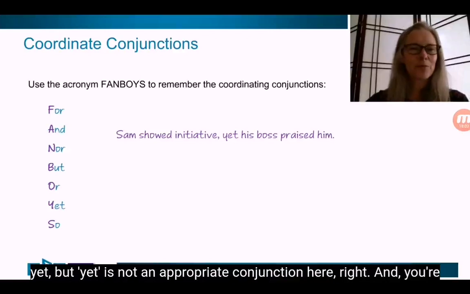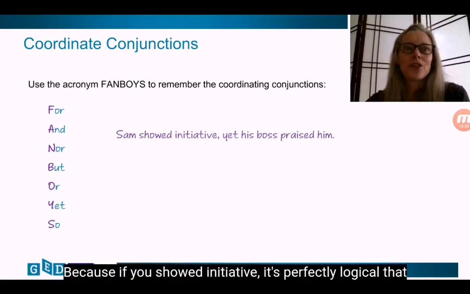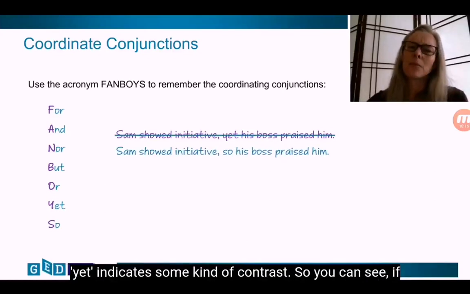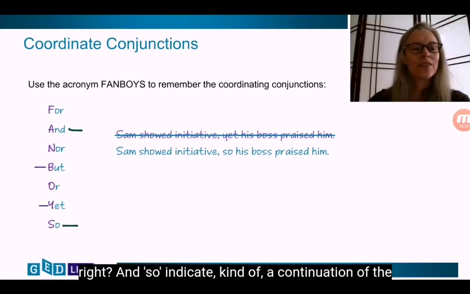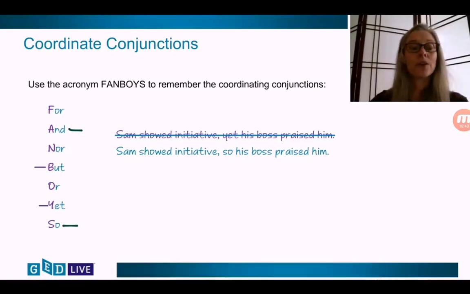But yet is not an appropriate conjunction here. And you're probably saying to yourself, wait a minute, that doesn't make any sense. Because if he showed initiative, it's perfectly logical that his boss would praise him. And so you don't want yet, because yet indicates some kind of contrast. So you can see, if you look at this list, that but and yet indicate contrast, whereas say, and, and so indicate a continuation of the same idea, something that logically might follow.